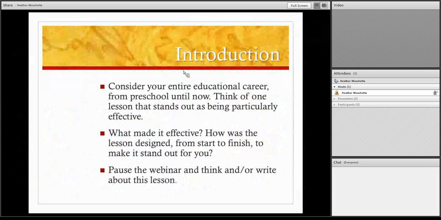Before we begin, I would like you to consider your entire educational career as a student, from preschool up until now. For some people, this may be taking you back a little ways. Think of one lesson that stands out as being particularly effective. Specifically, what made that lesson effective? How was it designed from start to finish to make it stand out for you? If you would, pause the webinar and think and/or write about this lesson. We will be coming back to this activity, so please keep your notes handy.